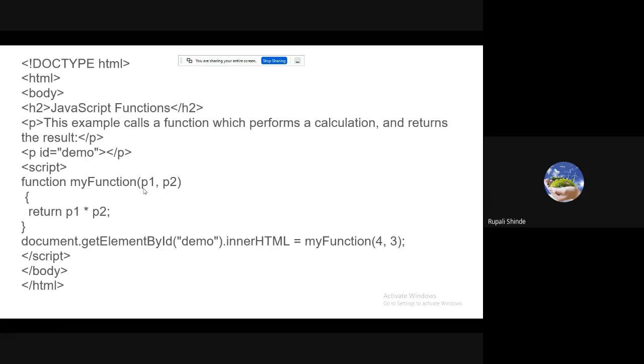Now 4 is copied into p1 and 3 is copied into p2. This is nothing but the function call: myFunction in brackets 4 comma 3. Whenever the function is called, the control is transferred here. Now p1 has the value 4 and p2 has the value 3. Return p1 times p2 is 4 times 3, that is 12. That 12 is returned and displayed on the screen. Then we close the script, the body, and the html tag.